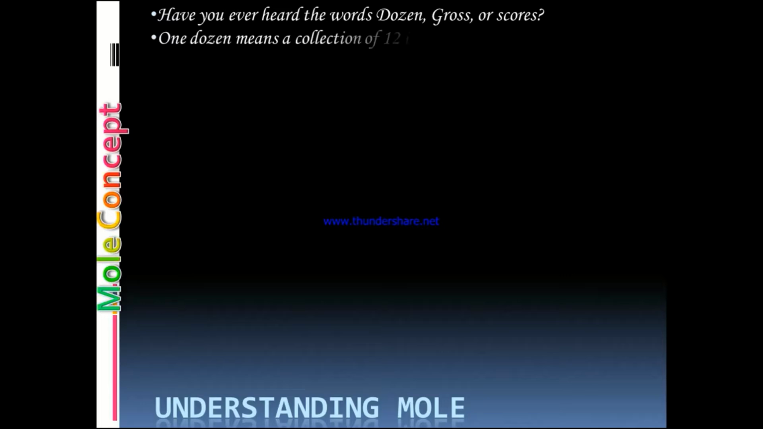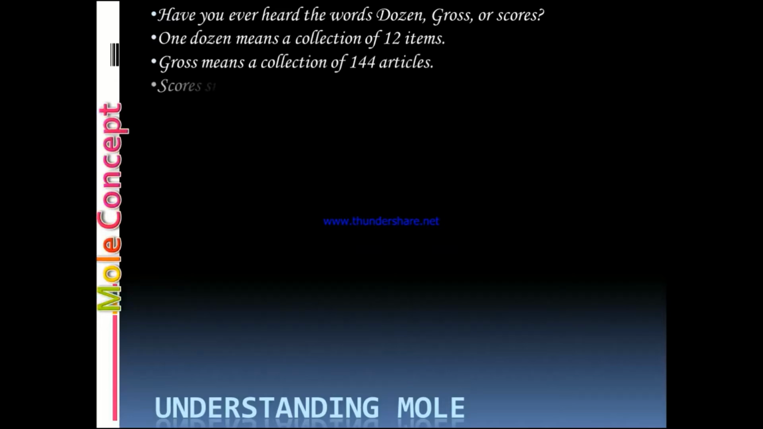One dozen means a collection of 12 items. We might have heard about a dozen of bananas. It means 12 bananas. Similarly, gross means a collection of 144 articles, and scores means 20 items. 20 of anything is known as scores. 144 of anything is known as gross.